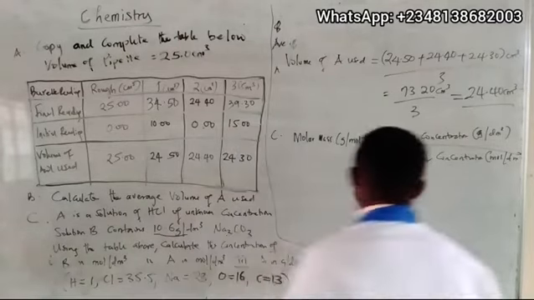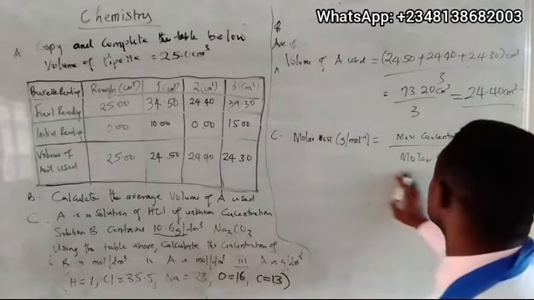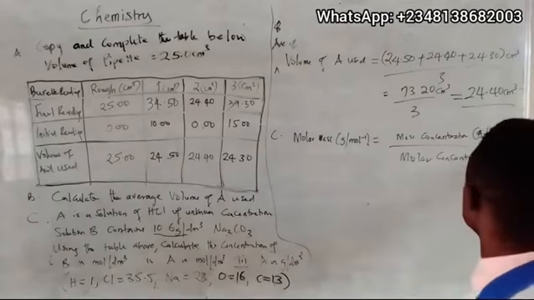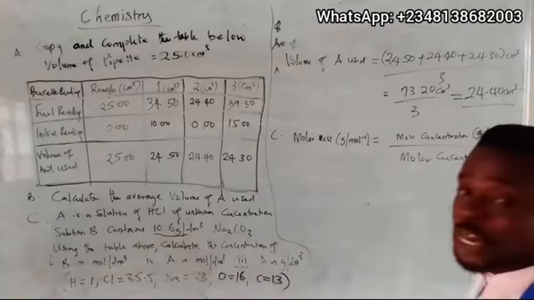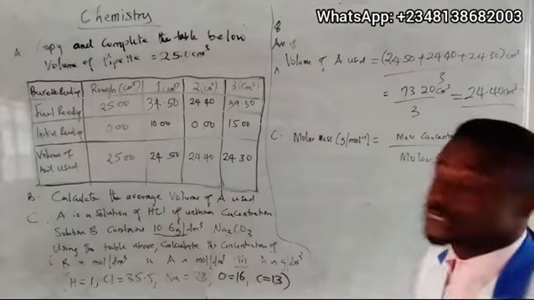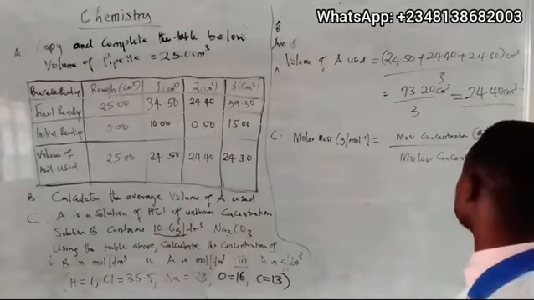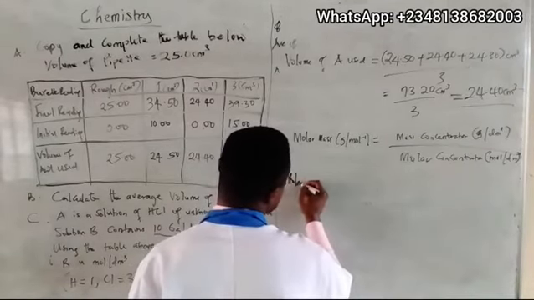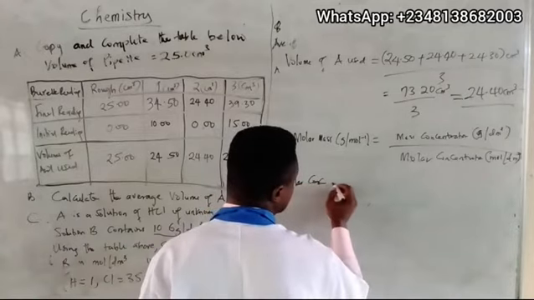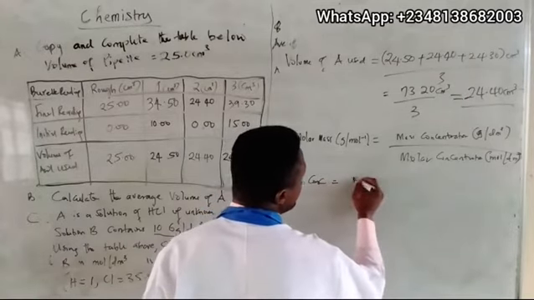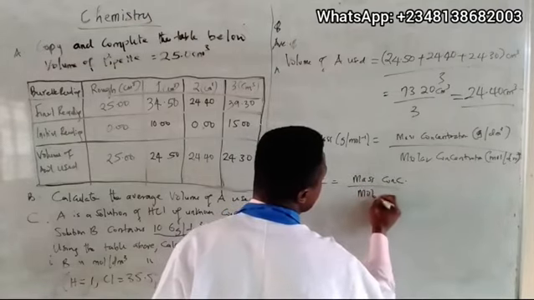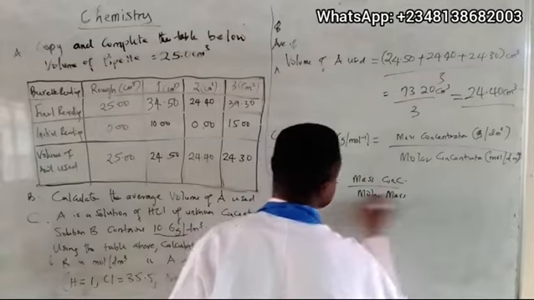So this is a powerful relationship between these three parameters. Here, what we are looking for is the molar concentration. So let's make molar concentration the subject of the formula. If you cross multiply, let's use molar conc to represent molar concentration, molar conc is now equal to mass conc over molar mass.